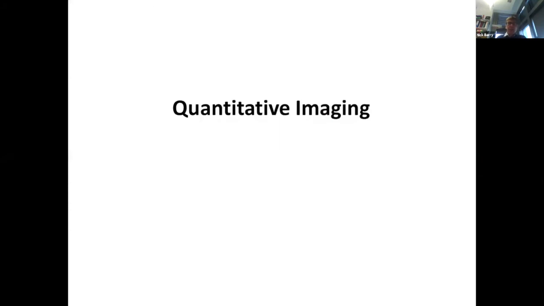The other strand of thing that I alluded to earlier on was this idea of quantitative imaging. So it's not just collecting data, we want to do something with it, and that's about image analysis and so forth. And that really is the area that Jerome is our expert in.